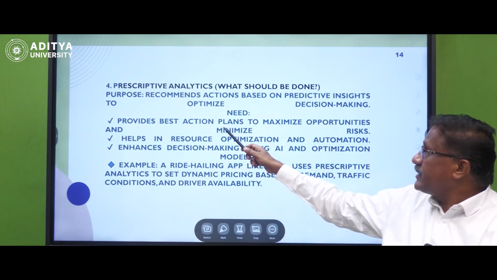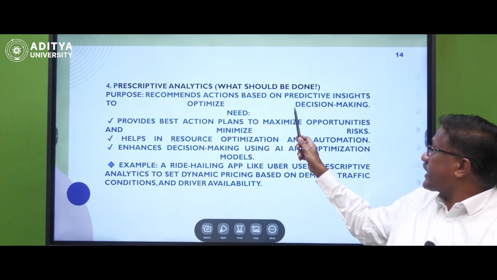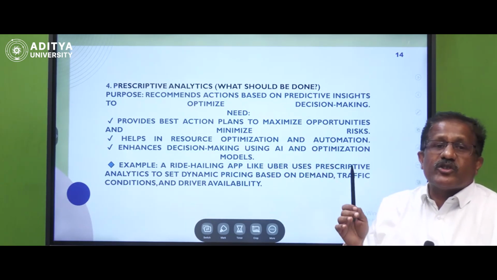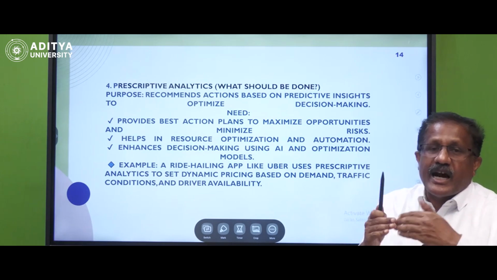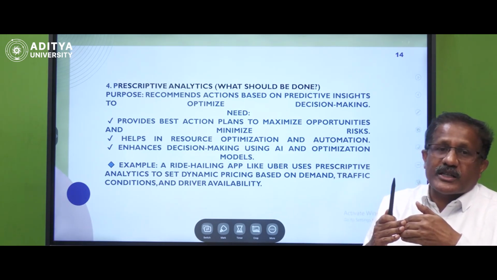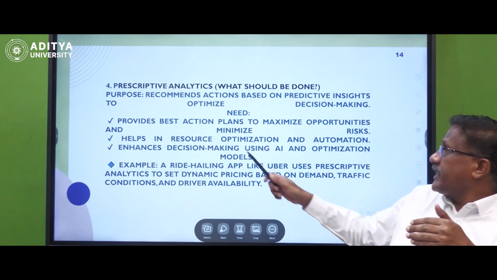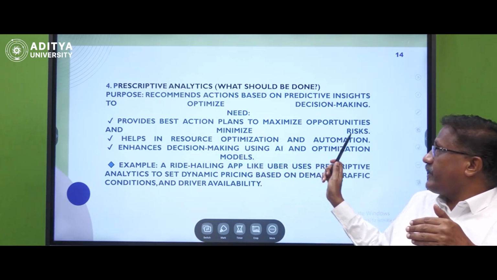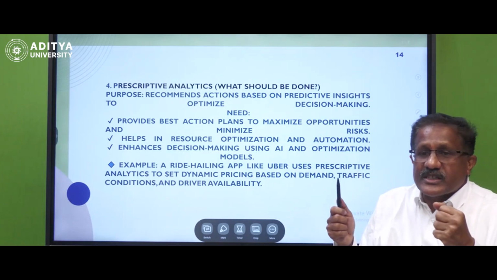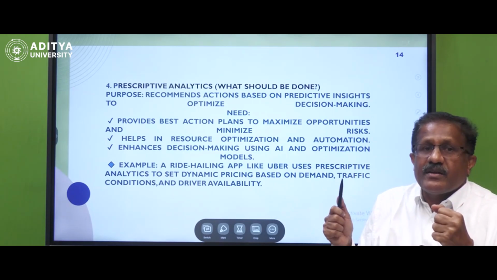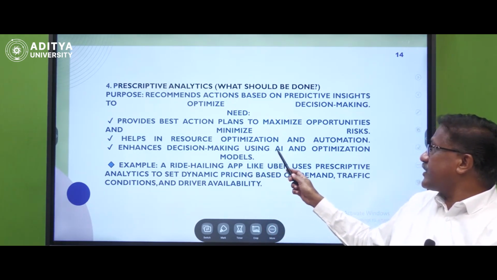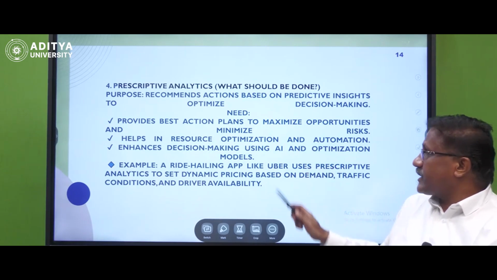What are the things we need? Provide action plans to maximize opportunity and minimize risk. So anywhere we should always focus on minimizing risk and maximizing profit, and we also have to bother about the cost. It helps resource optimization and automation. Whatever resources we have, they have to be utilized very properly without any problem. It enhances decision making using AI and optimization models.